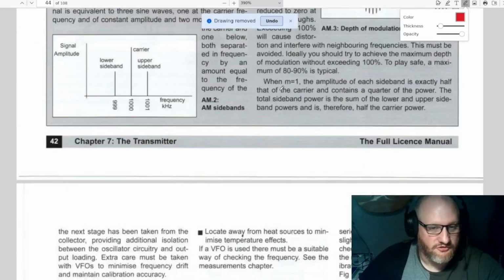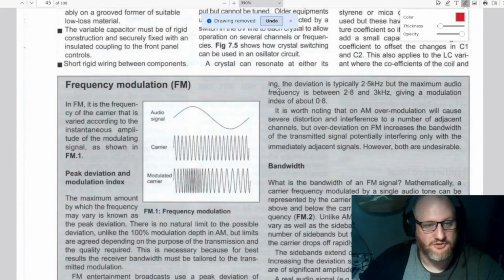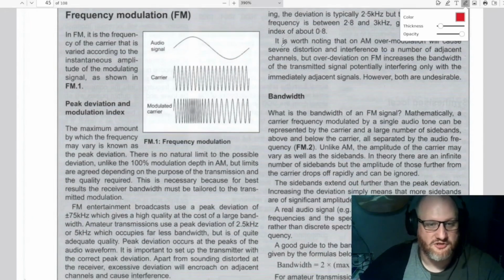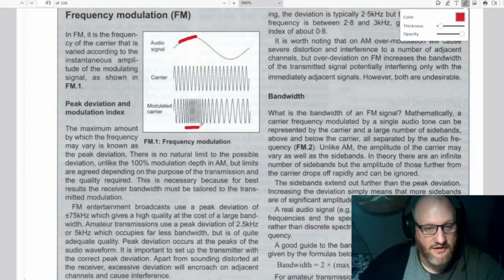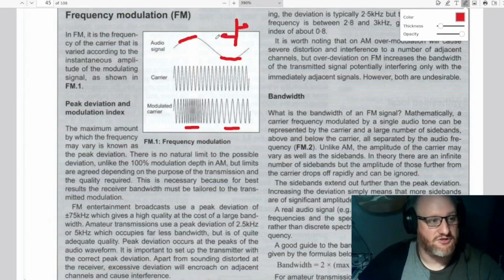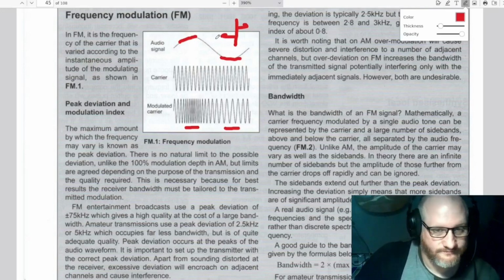Now there's a similar section about frequency modulation, and of course with frequency modulation our audio signal is modulating the frequency of the carrier. So we can see here as the audio signal peaks up, our frequency is getting higher, and then as the audio signal comes down in amplitude, our frequency is getting lower. So overall we're going to have a carrier which is going to deviate one way or another as the amplitude of the audio signal changes.